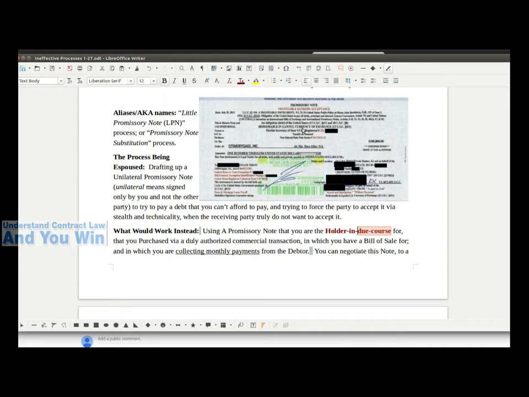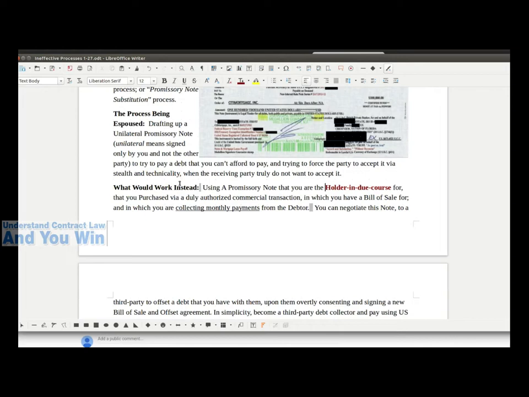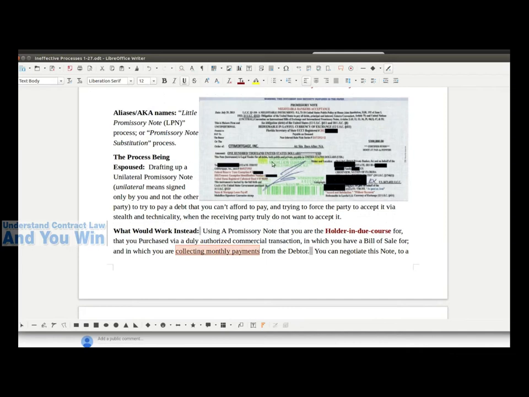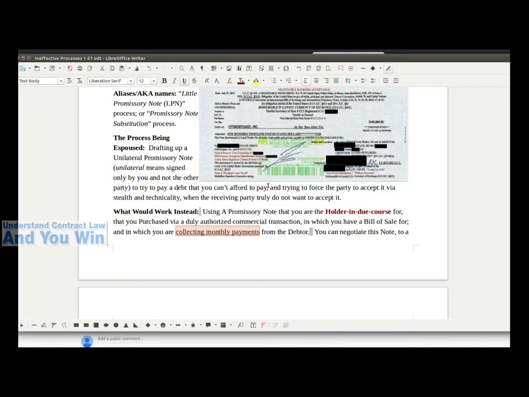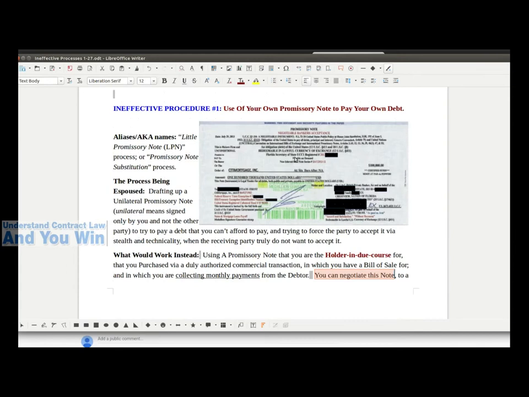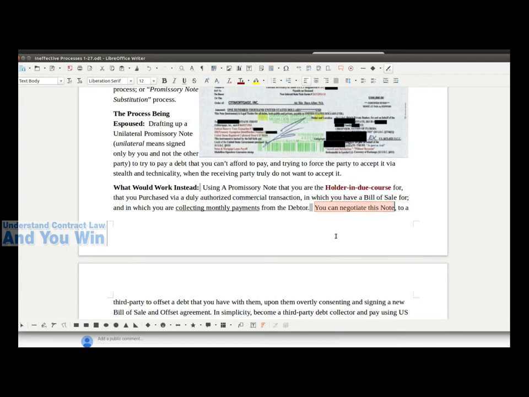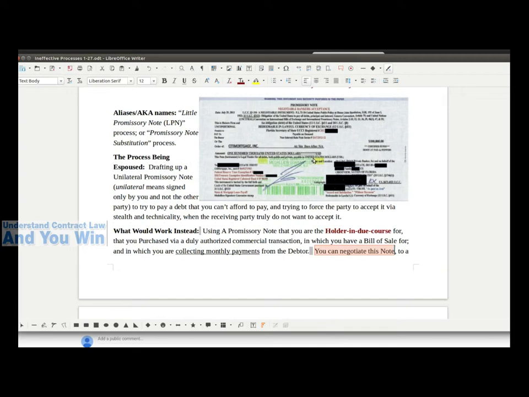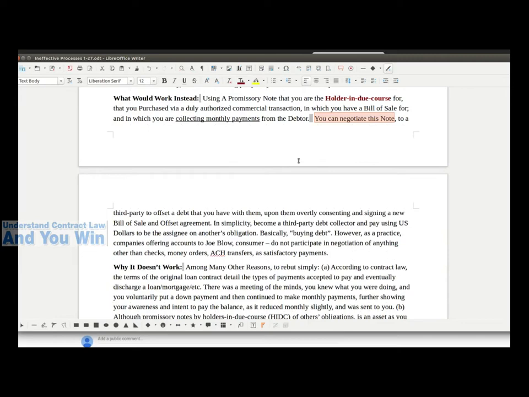Okay? So if you did that and you paid money and bought the note that was originally between two other people, then you're the one collecting monthly payments. You're the one collecting a future balloon payment, a future lump sum payment. And if that process was all valid and you did that, then you can negotiate the note. Let's say that you were the original party that loaned money, or you were the holder in due course, a third party. Now you come in as a third party debt collector. Now you own the rights to the proceeds from that borrower, okay, or from that issuer. So now you can negotiate that note again to somebody else.